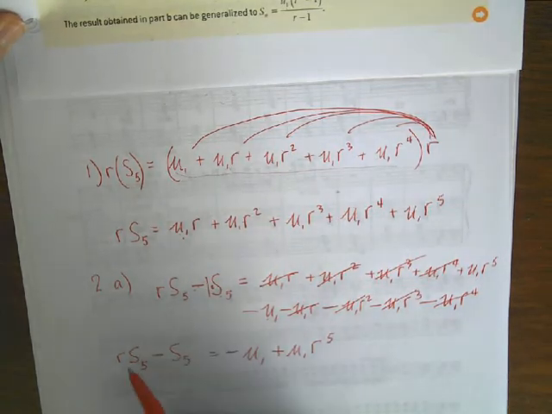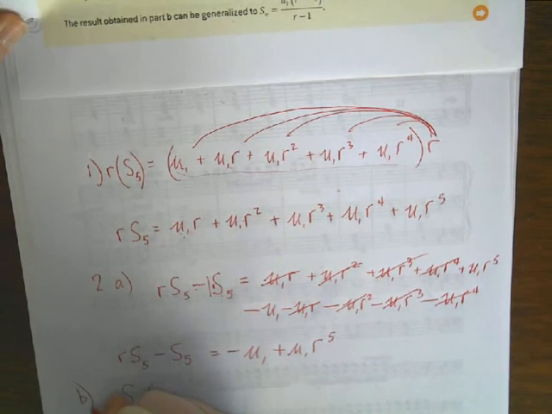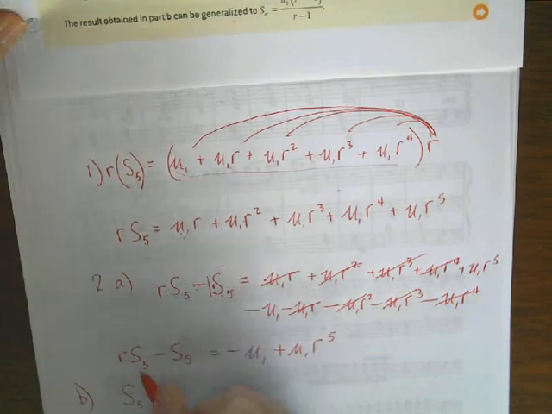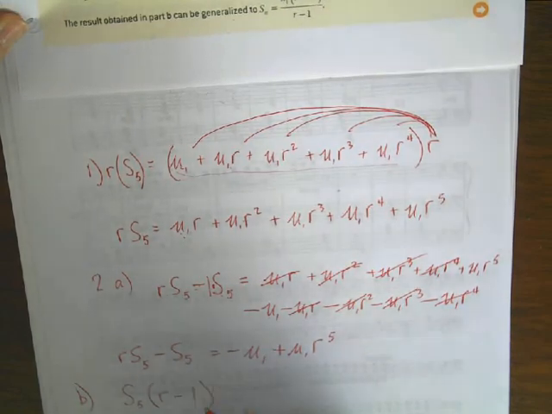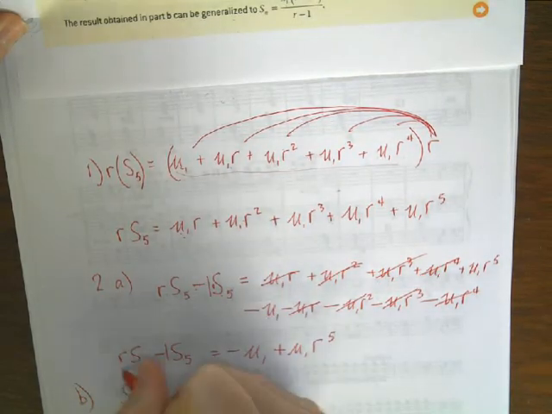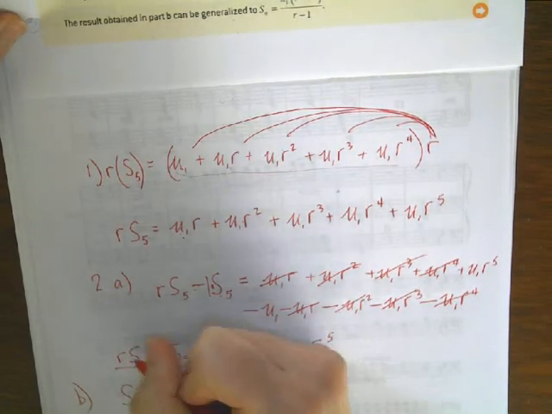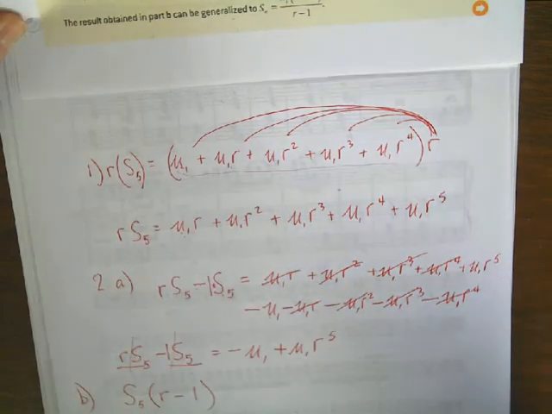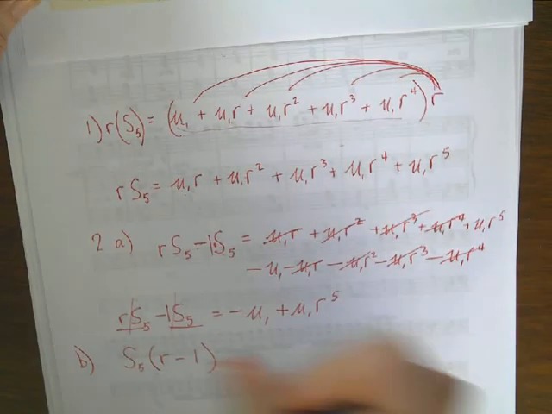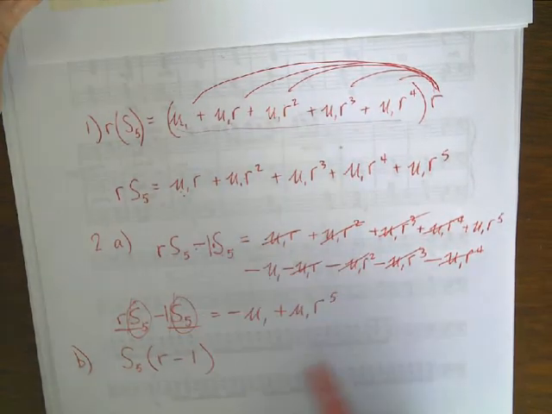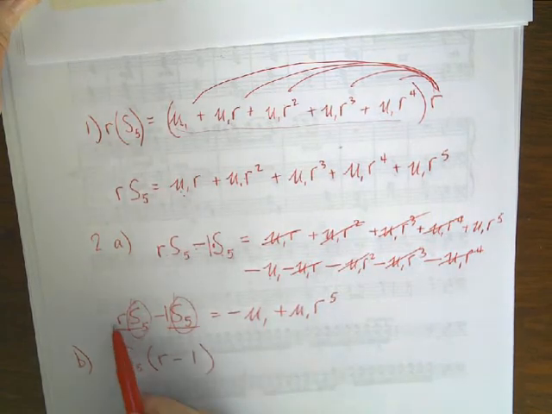Both of these terms have an s sub 5, so if I factor that out, I'm now on part B. If I factor out my s sub 5, I'm going to be left with r minus 1. Remember how I said this is like a times negative 1? So I have 2 terms. I'm parsing here like I like to do with my algebra classes. These both have an s sub 5, so I'm factoring out my s sub 5, and I'm left with r minus 1.